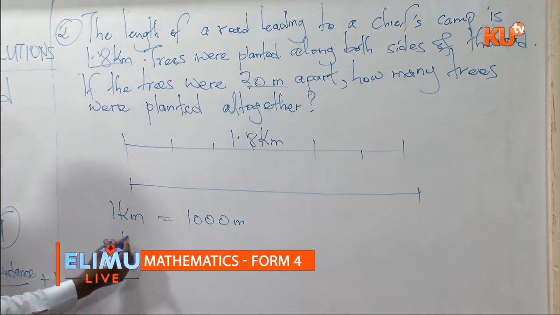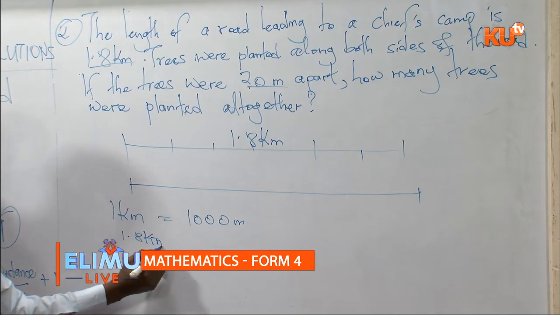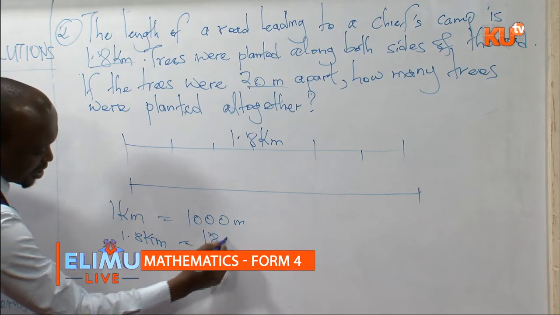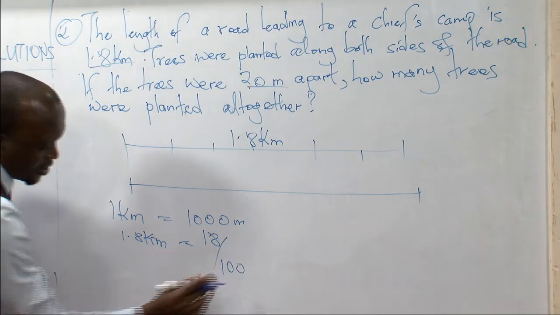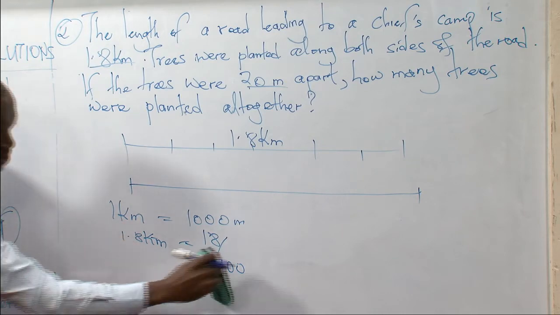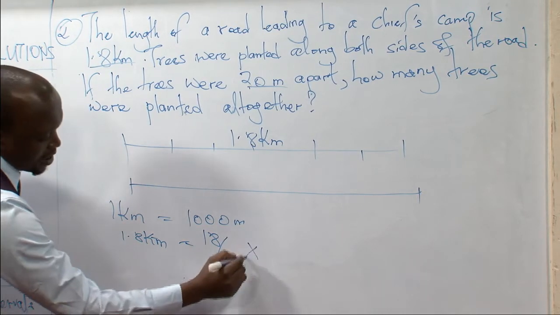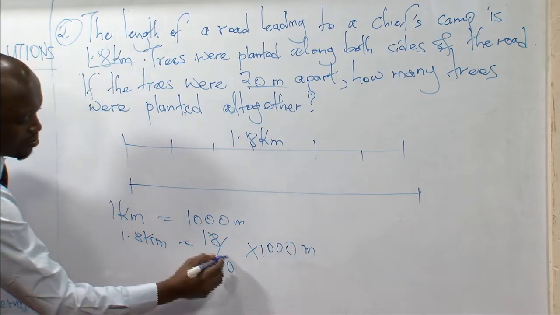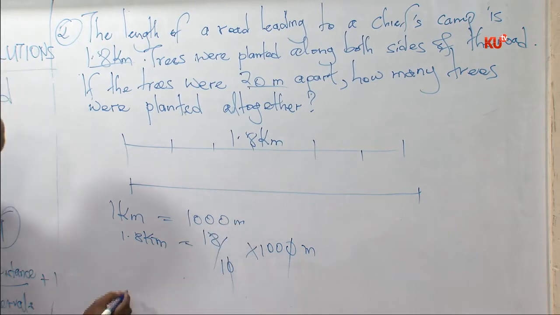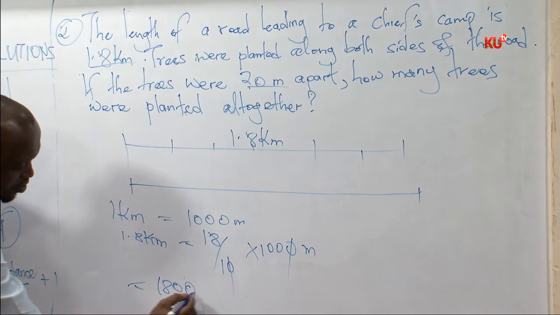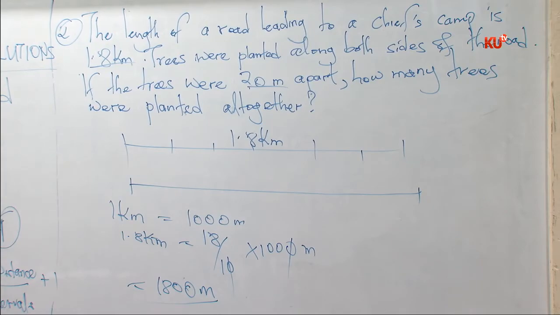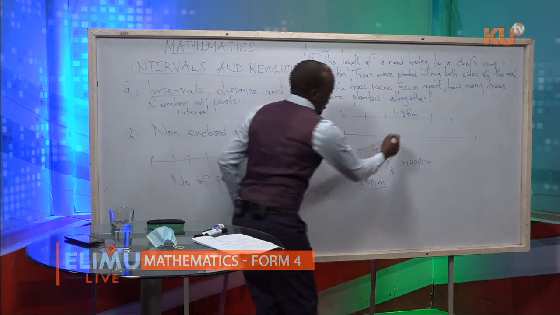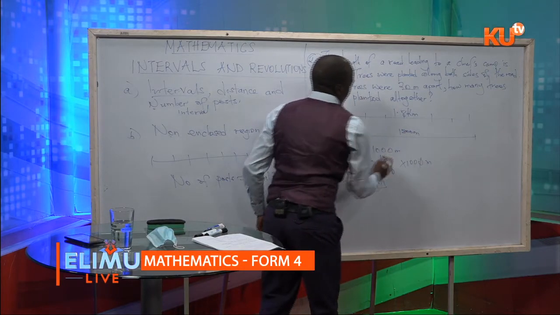That would be 1.8 kilometers is the same as 18 over 10, because of one decimal place here. 18 over 10, we multiply by 1,000 meters. So this one will cancel this. Multiply there. We shall find that this distance was 1,800 meters. Meaning that the distance on one side was 1,800 meters. The distance on this other side will also be 1,800 meters.